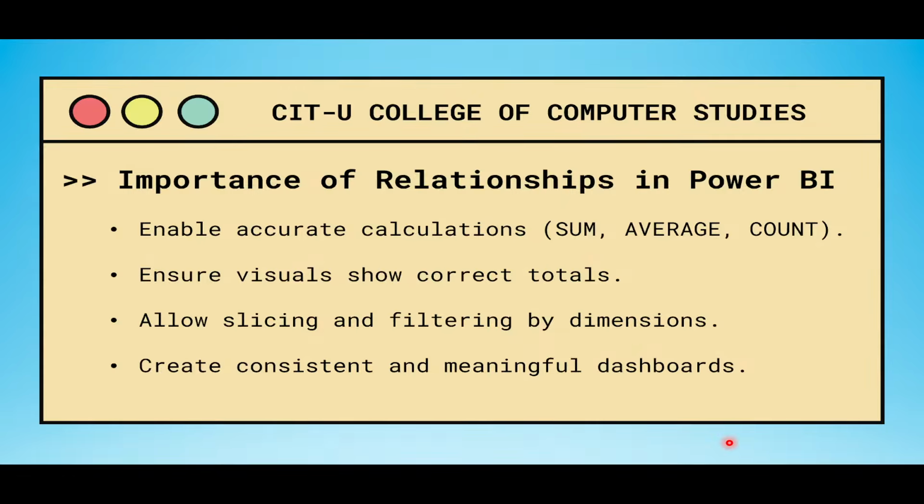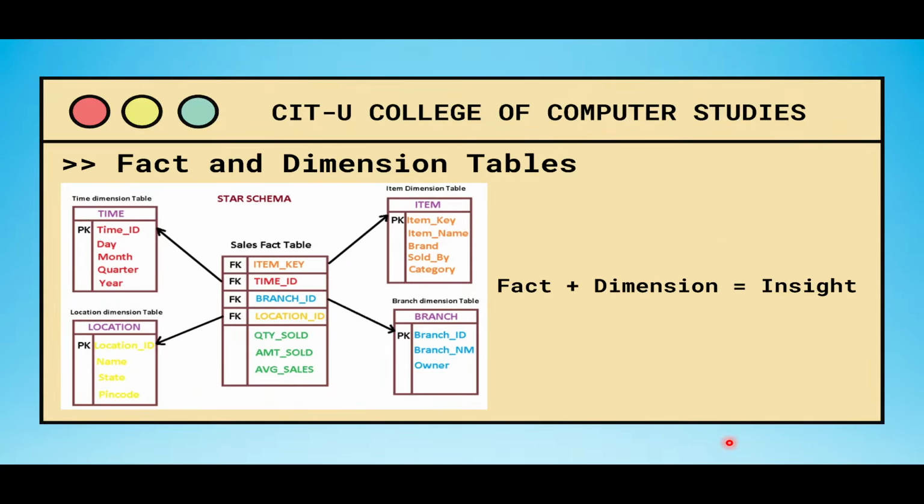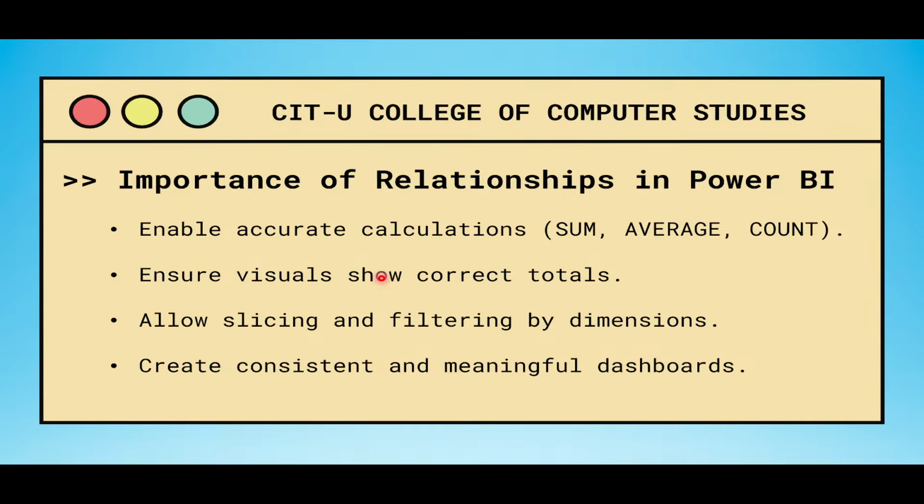So, the importance of relationships in Power BI. It enables accurate calculation. Later on in DAX, in data analytics, when we code, we can use sum, average, and count if it's arranged properly, if the relationships are properly managed. It also ensures visuals show correct totals and allows slicing and filtering by dimension. The reason why we separate by dimensions is because we can use the dimensions for filtering, and create consistent and meaningful dashboards.